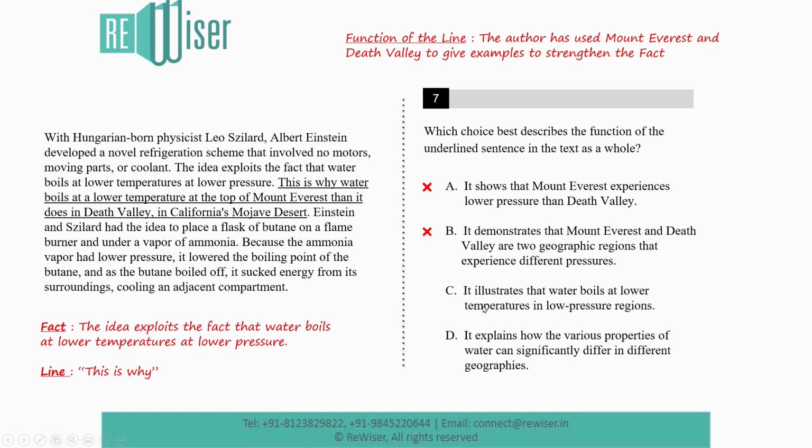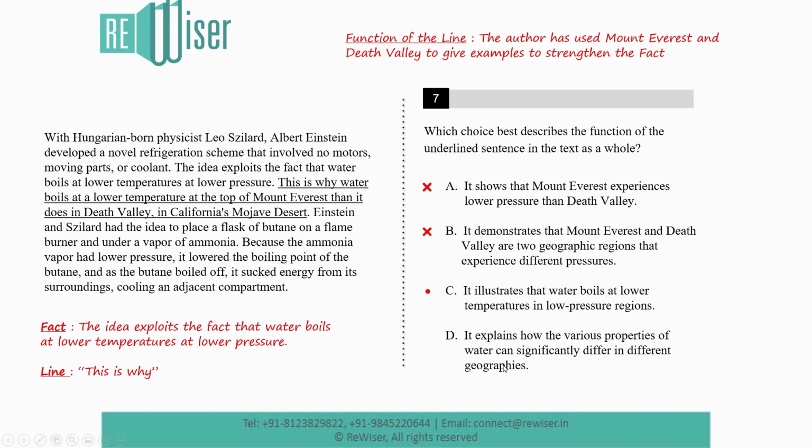Moving on to option C. It illustrates that water boils at low temperatures in low pressure regions. C is the right answer because that explains the purpose of the underlined portion in the most effective way. It elaborates or explains the fact. What is the fact? Water boils at low temperatures in low pressure regions. So the underlined portion illustrates or strengthens that fact. So C is the right answer. Let's keep it on hold.